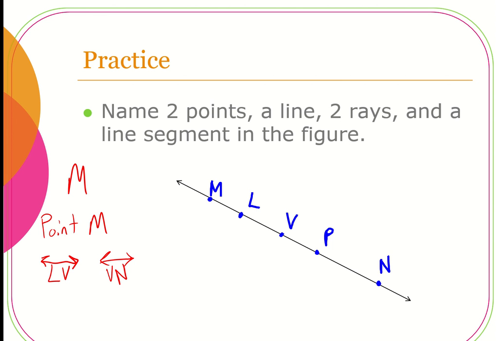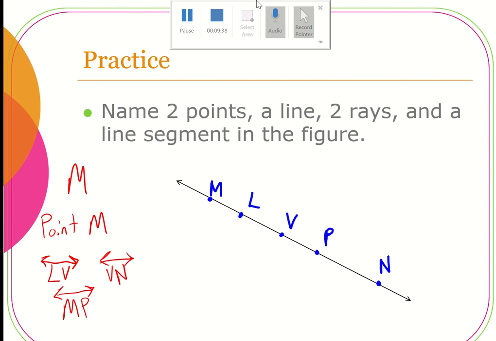The answer is yes, that is the same line. Both of these lines pass through L. Both of these lines pass through V. Both of these lines pass through N. Another one I could do, line MP. All right, these are all the same line. That's why we only had you name one line, because no matter what you picked, it's the same line.